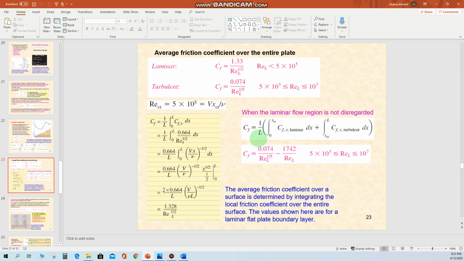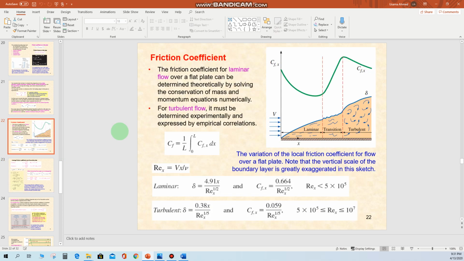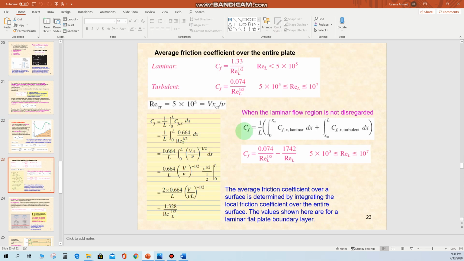Now sometimes the laminar flow region cannot be disregarded. Sometimes we have to deal with a situation where fluid is moving over this flat plate and we have to estimate the coefficient of friction. There could be two regions. The first region will be the laminar region and the next one will be the turbulent or the transitional region. We have to calculate the coefficient of friction for both the laminar flow and the turbulent flow. So the new equation will have two parts: the local friction coefficient for the laminar flow and the local friction coefficient for the turbulent flow.